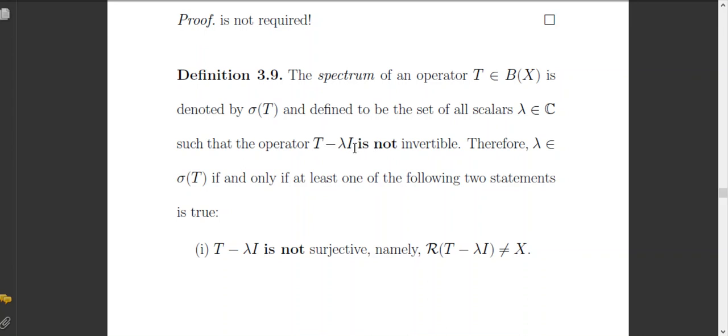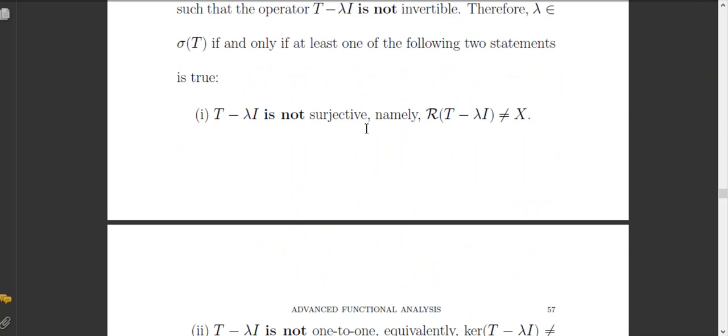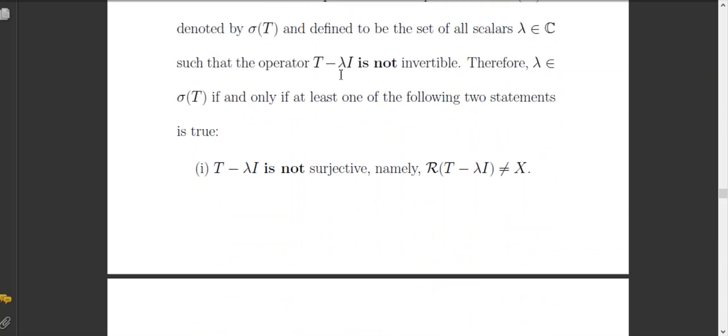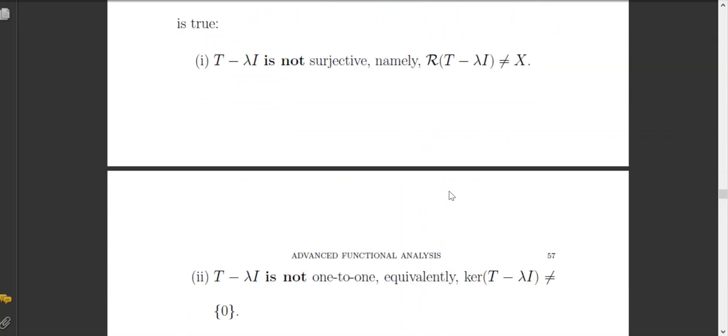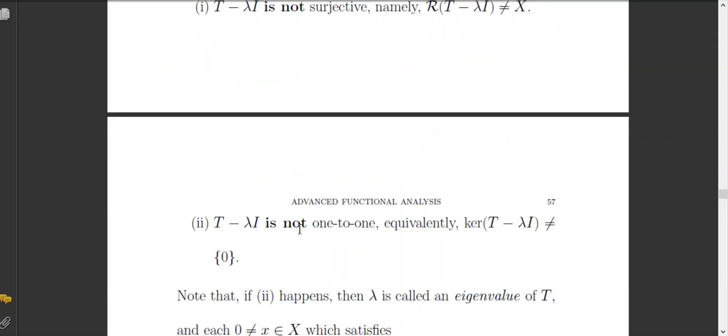When you say this is not invertible, it means at least one of these two cases happens. When T minus lambda I is not invertible, this is equivalent to saying that T minus lambda I is not surjective, which means the range of T minus lambda I is not equal to X, or T minus lambda I is not one-to-one. And this is equivalent to saying that the kernel of T minus lambda I has a non-zero element.